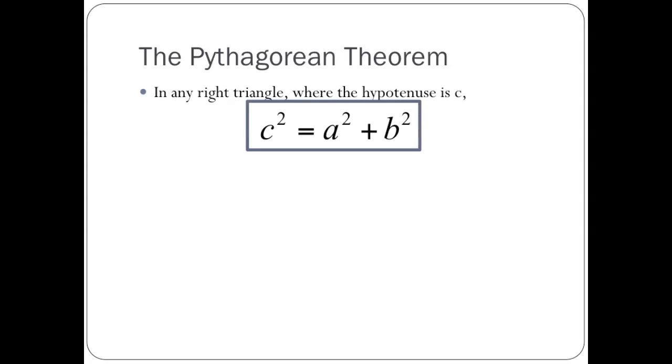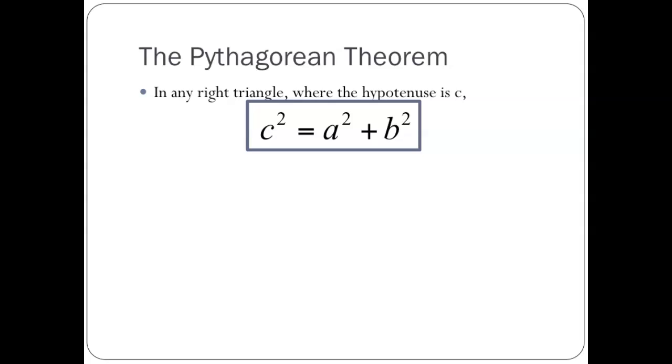Now, you might also be used to seeing this as a squared plus b squared equals c squared, but the reason I'm doing it as c squared on the left, you'll see in just a moment, because we're not just going to talk about right triangles, but we're also going to talk about obtuse and acute triangles.